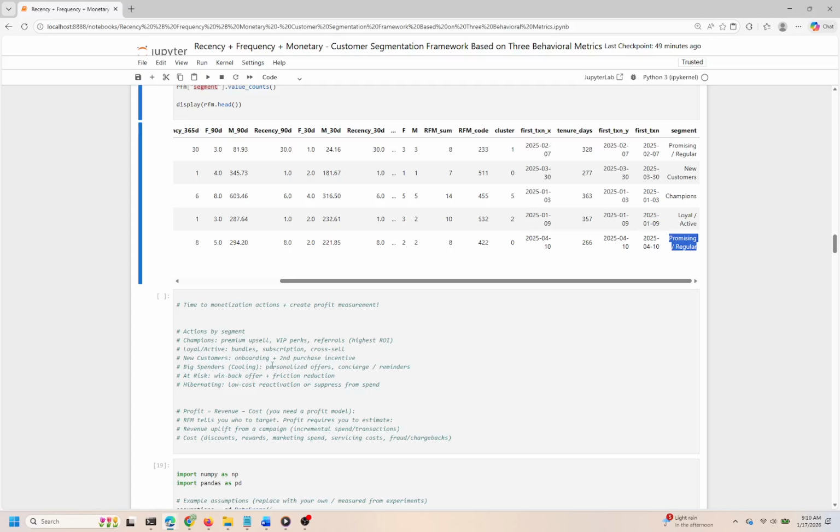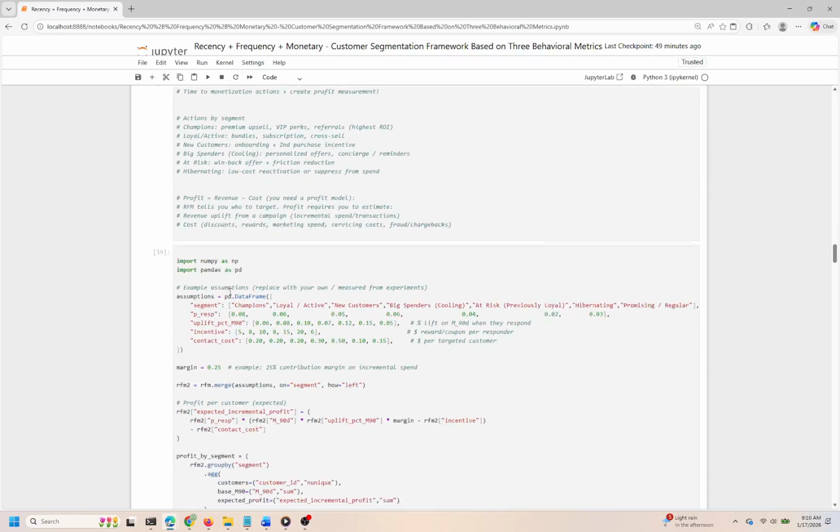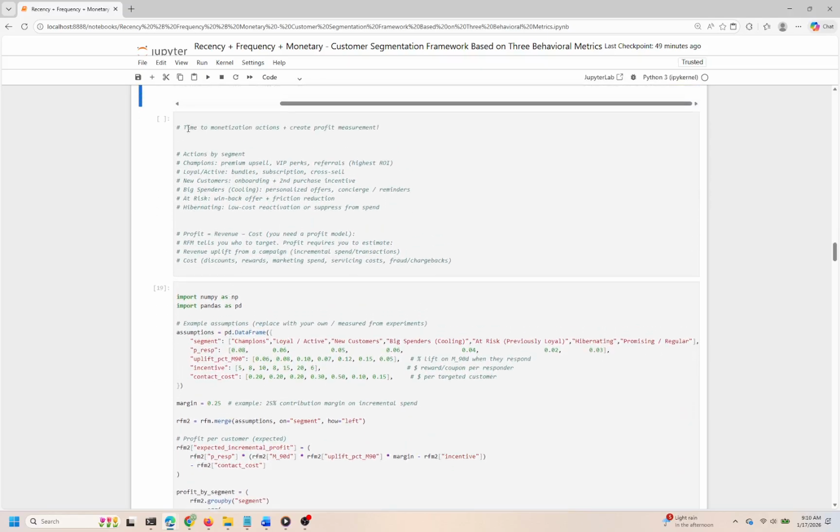Cell 12. In this cell, we're diving into the critical strategy of monetization actions tailored for different customer segments, while also establishing a framework for measuring profit effectively. This matters because understanding how to maximize profits through targeted actions is essential for driving revenue growth and ensuring a sustainable business model. The logic unfolds by categorizing customers into specific segments: champions, loyal active customers, new customers, big spenders, those at risk, and hibernating customers.